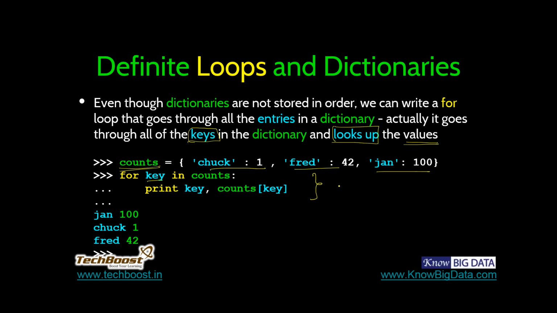Remember, when you loop with just one iteration variable, we'll see how we can loop using two iteration variables later. If you loop using one iteration variable, that variable is going to loop over the keys by default, unless you do it on the values. We'll see how we can do that also. So for key in counts, print the key, and counts of key gives you the value for that key.